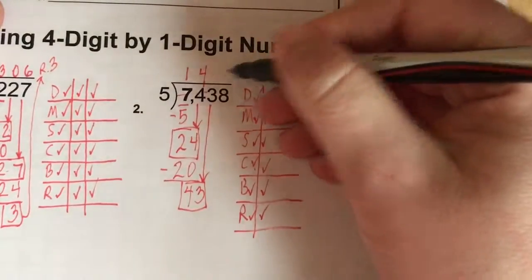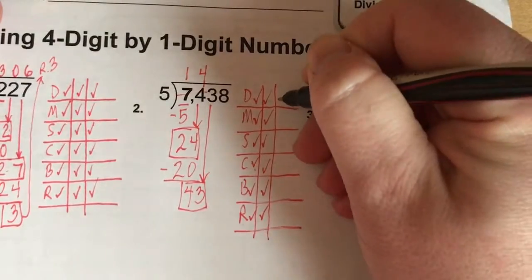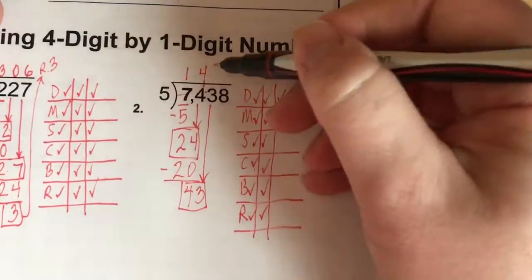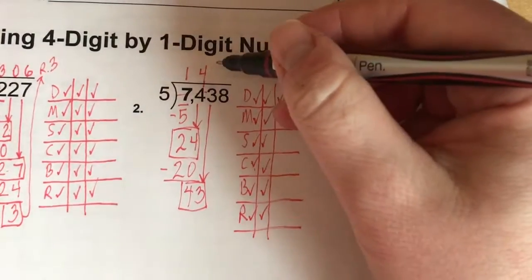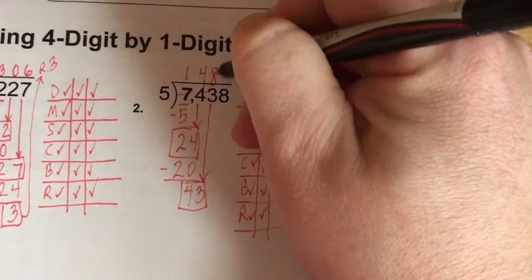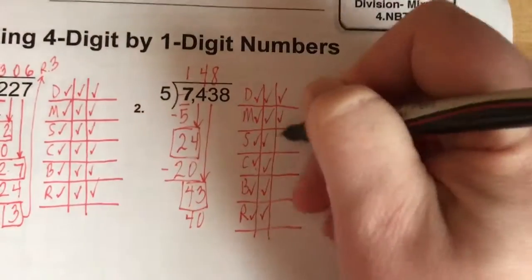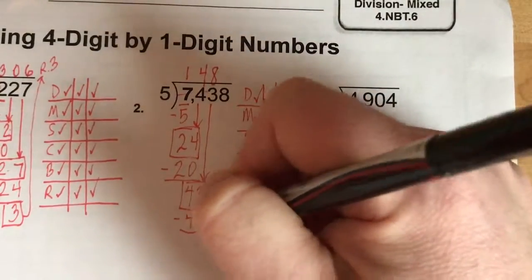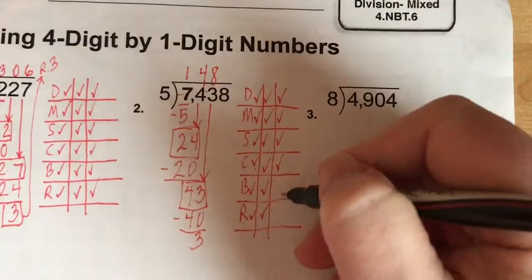And we're going to repeat because there's spots left in the quotient. So vertical line, make a new workspace. Let's determine 5 times what gets me close to 43 without going over. I know 5 times 8 is 40, and 5 times 9 is 45, so it has to be 8. Let's multiply. 5 times 8 is 40. Subtract. 43 minus 40 is 3. Check. The king is happy. 3 is less than 5.